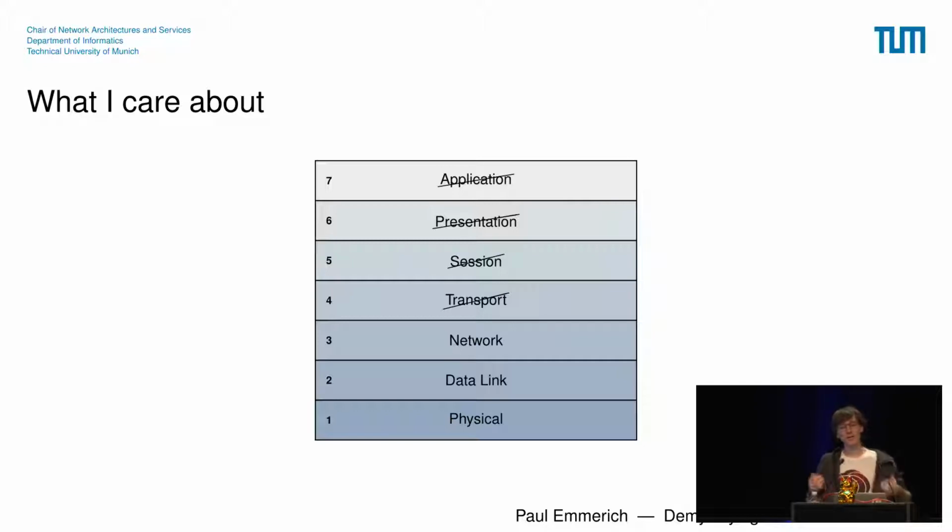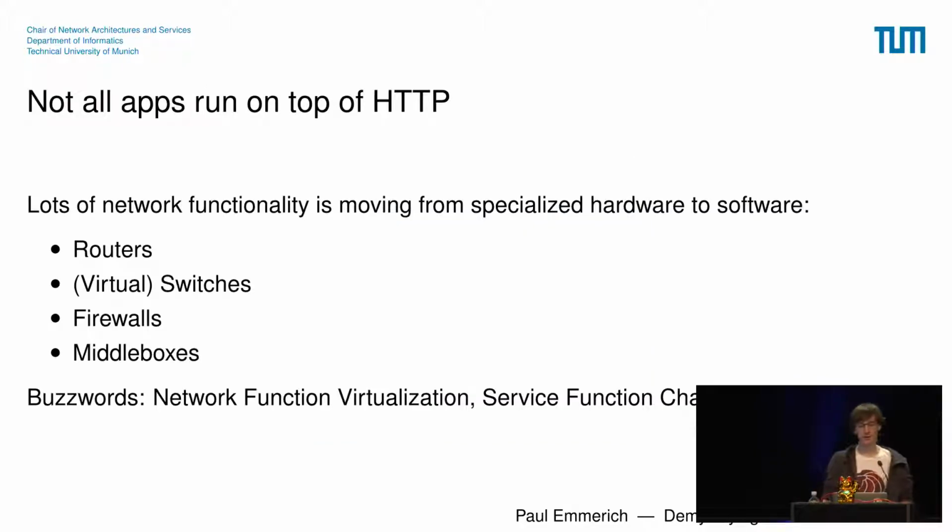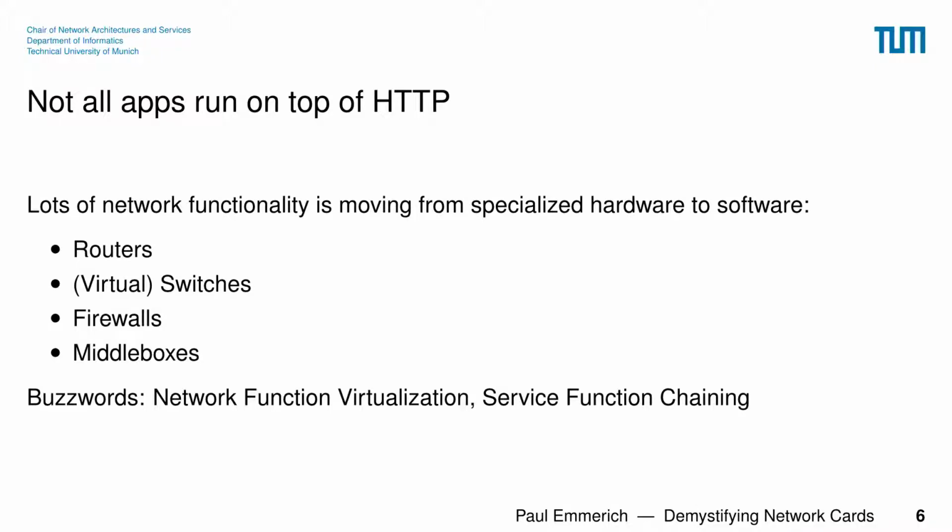Now you might wonder, is there anything even interesting in these lower layers? Because people nowadays think that everything runs on top of HTTP. But you might be surprised that not all applications run on top of HTTP. There is a lot of software that needs to run at these lower levels. And in recent years, there's a trend of moving network infrastructure stuff from specialized hardware black boxes to open software boxes. Examples for such software that was hardware in the past are routers, switches, firewalls, middle boxes, and so on. If you want to look up the relevant buzzword, it's called network function virtualization. And this is a recent trend of the recent years.